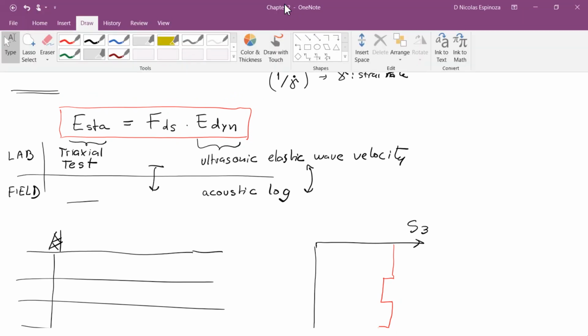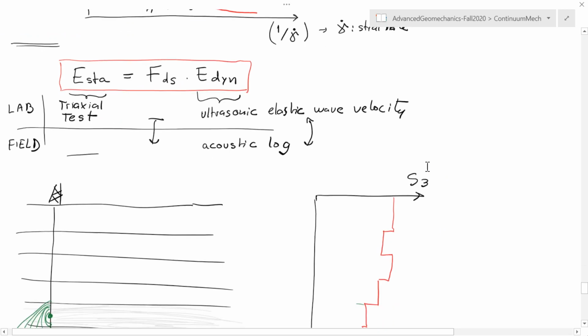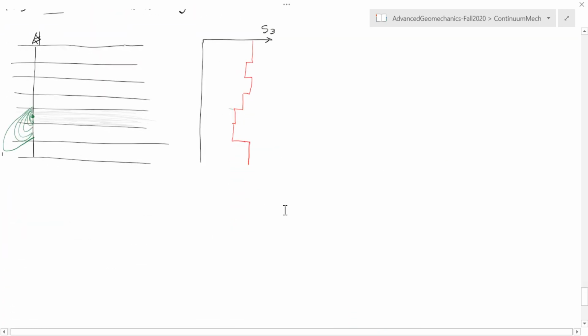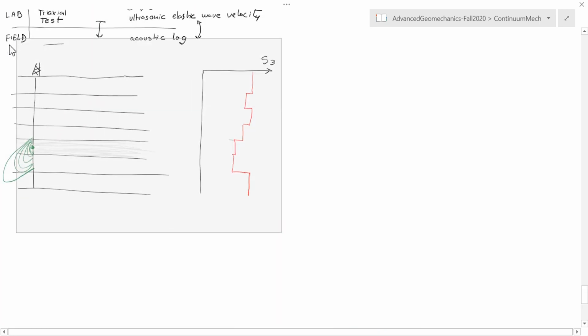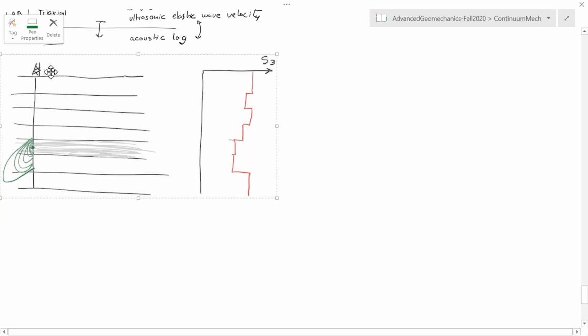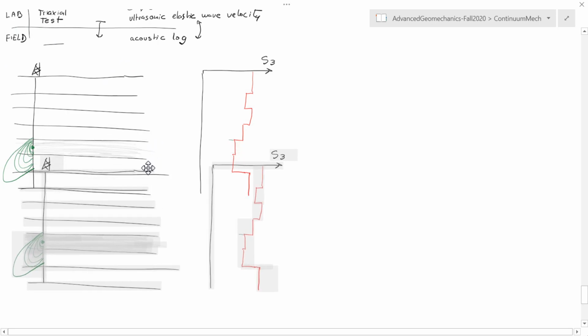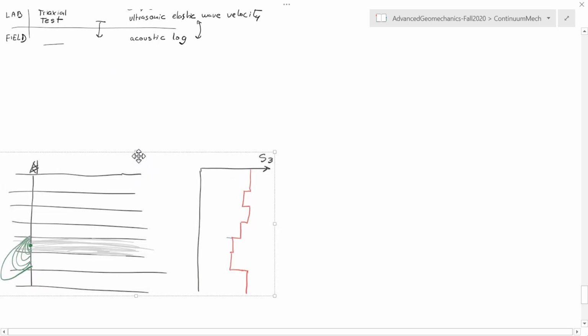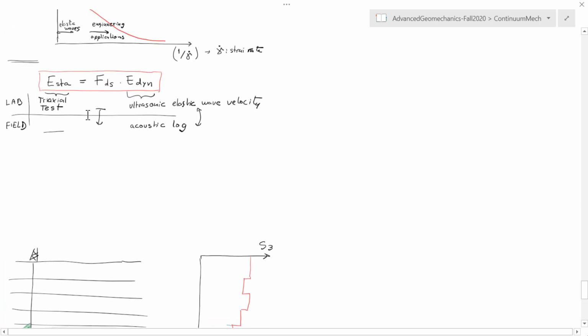Let me make some space, because this is quite important. I didn't mention what the value of the coefficient FDS is, and let me do that.